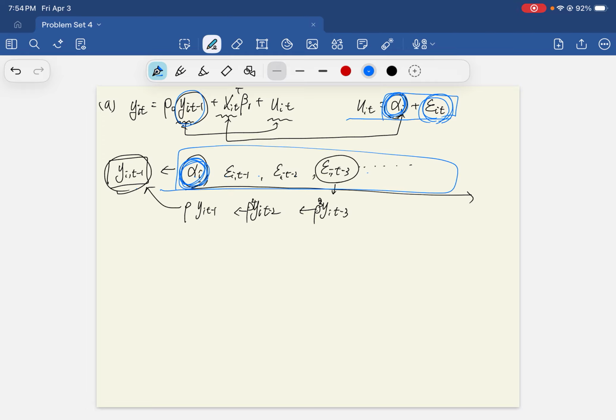That's the main problem we need to worry about. Also, X may be correlated with alpha in many examples. So there are possible correlations. Okay, let's think about B.